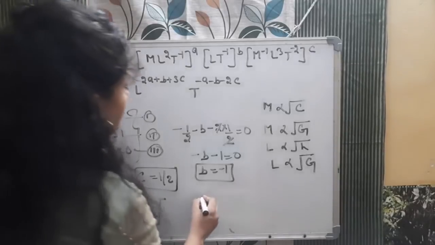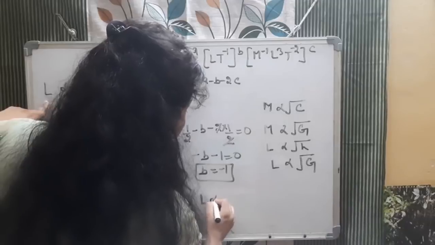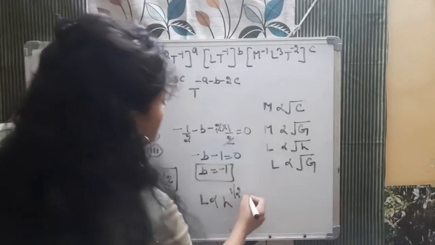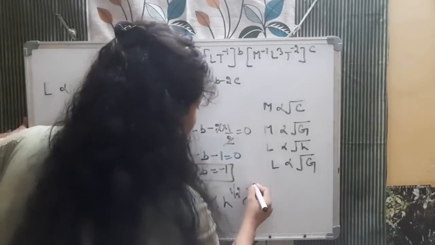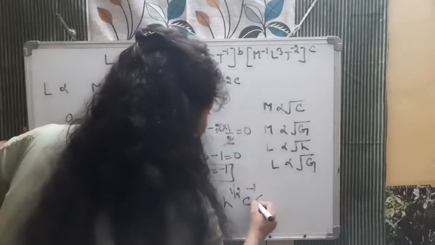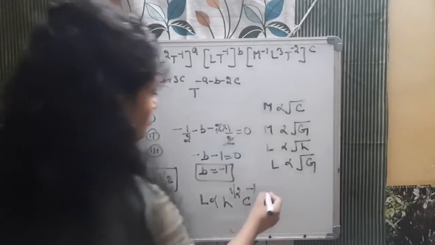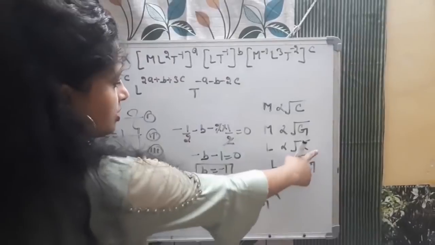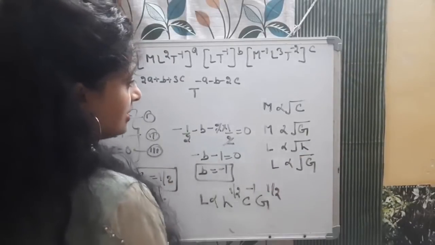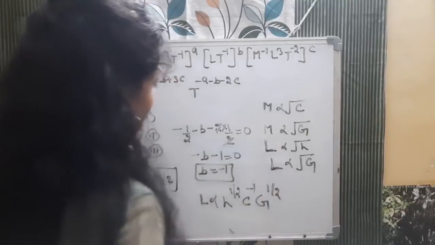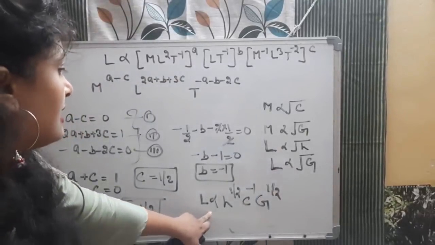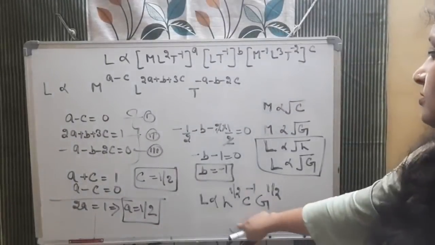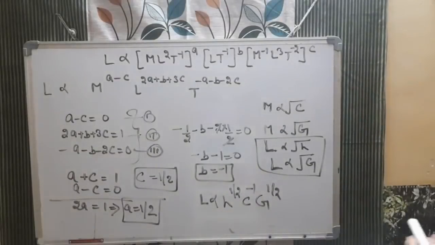So what was that? L directly proportional to H raised to the power A. So A is 1 by 2. Then the next was C raised to the power B, minus 1. And the last was G raised to the power C. So what is the result of C? 1 by 2. Okay. So now tell, L is directly proportional to which option is correct? There are two options, under root H and under root G. So both the options are correct for the length I am talking about. Yes, it is directly proportional to under root H and it is directly proportional to under root G. This case is not given here. So this will be the answer in this case.